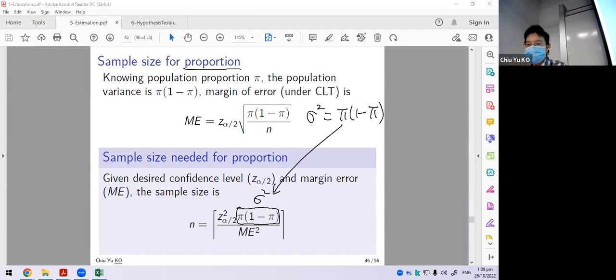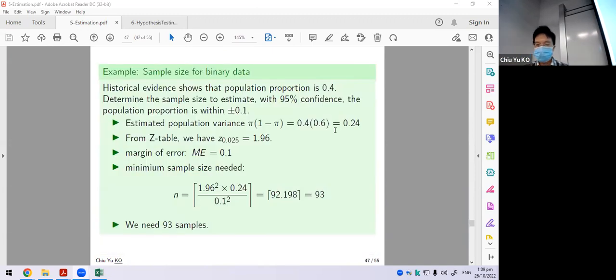Okay, so let's see the application. I guess it's so straightforward. I'll just tell you what it's doing here.